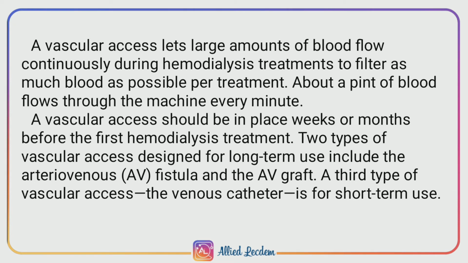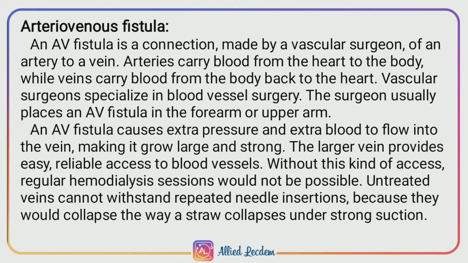A vascular access lets a large amount of blood flow continuously during hemodialysis treatment, to filter as much blood as possible per treatment. About a pint of blood flows through the machine every minute. A vascular access should be placed weeks or months before the first hemodialysis treatment. Two types of vascular access are designed for long-term use. They are the AV fistula and the AV graft. A third type of vascular access is the venous catheter, which is for short-term use.